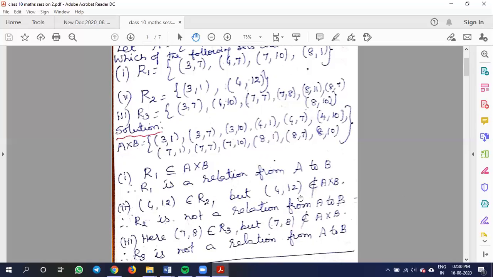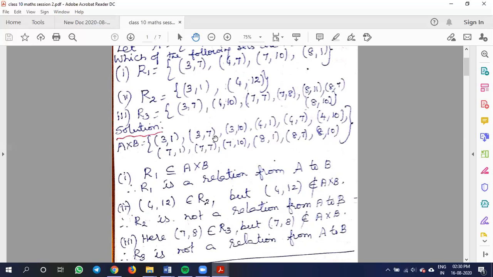I am repeating, please listen. (3, 1) is present in A cross B. Yes. But (4, 12) does not belong to A cross B. Change this one to (3, 1). So, since (4, 12) does not belong to A cross B, R2 is not a relation from A to B. Here (3, 1) is present in A cross B, that's okay. But (4, 12) is present in R2, and it does not belong to A cross B.